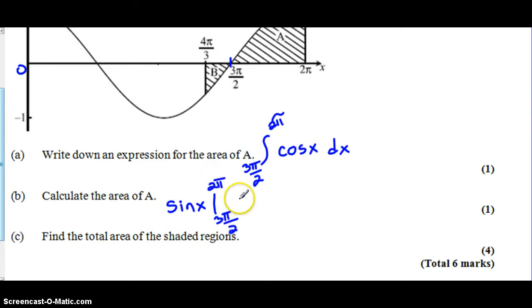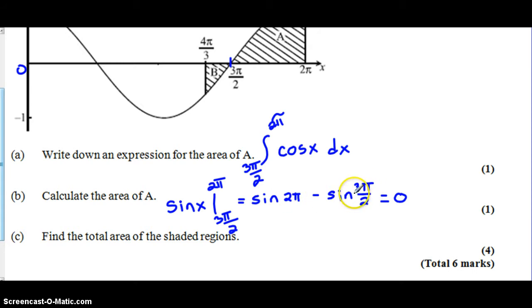So that means I'm trying to find sine of 2 pi and then subtract that with sine of 3 pi over 2. All right? Again, we'll simplify this because it is asking us to calculate. So let's go ahead and calculate. Sine of 2 pi is 0. Remember, sine is your y value. So at 2 pi, which is on the x-axis, it's 0. Your y value is 0.